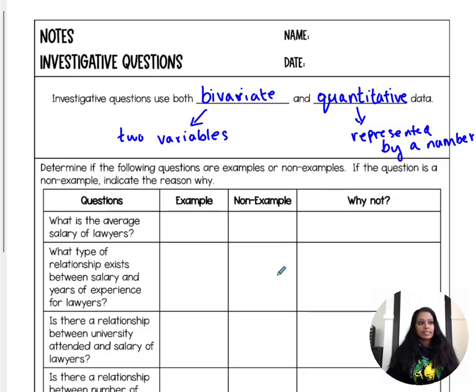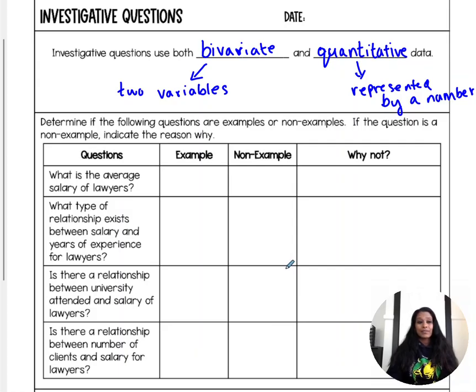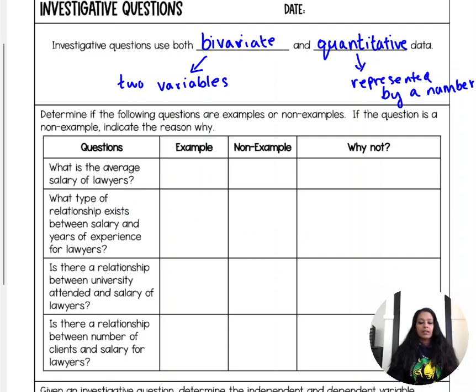So we're going to look at some examples and determine if they work for us so that we can make a scatter plot or not, and we'll see how it goes. So the first question we have here is, what is the average salary for lawyers? Well, when we look at salary, yes, those are numbers. It is quantitative, okay? But the problem is it's only one piece of data.